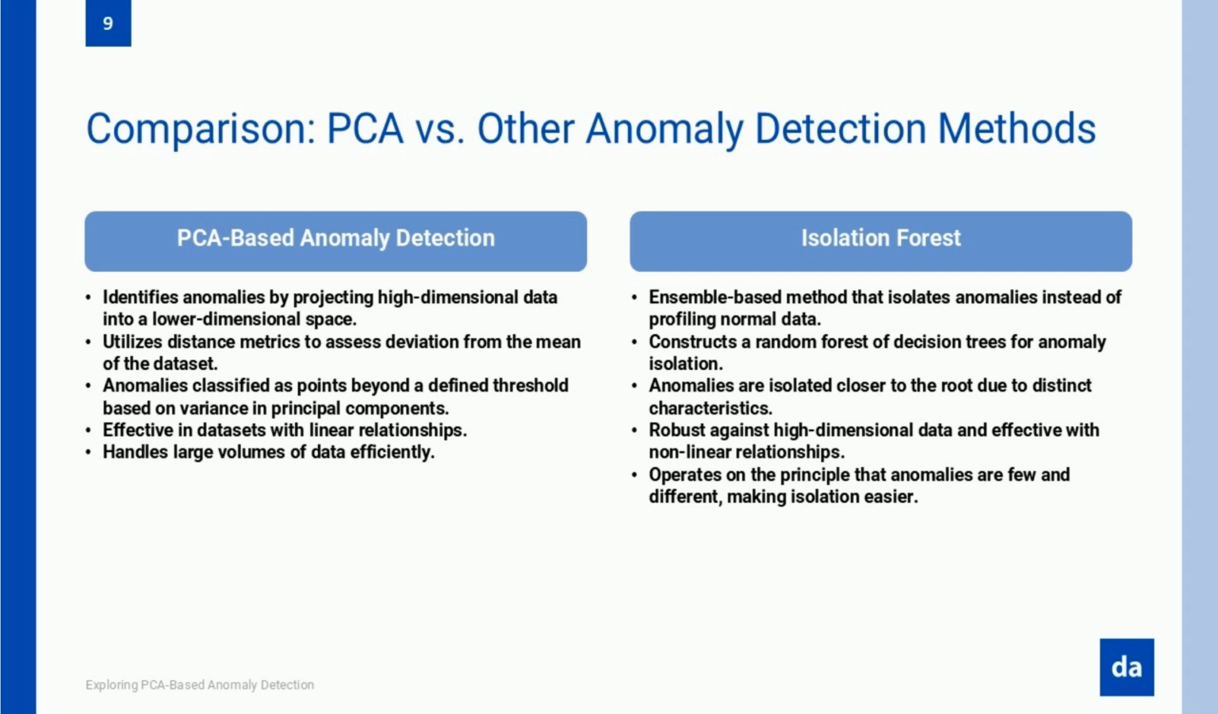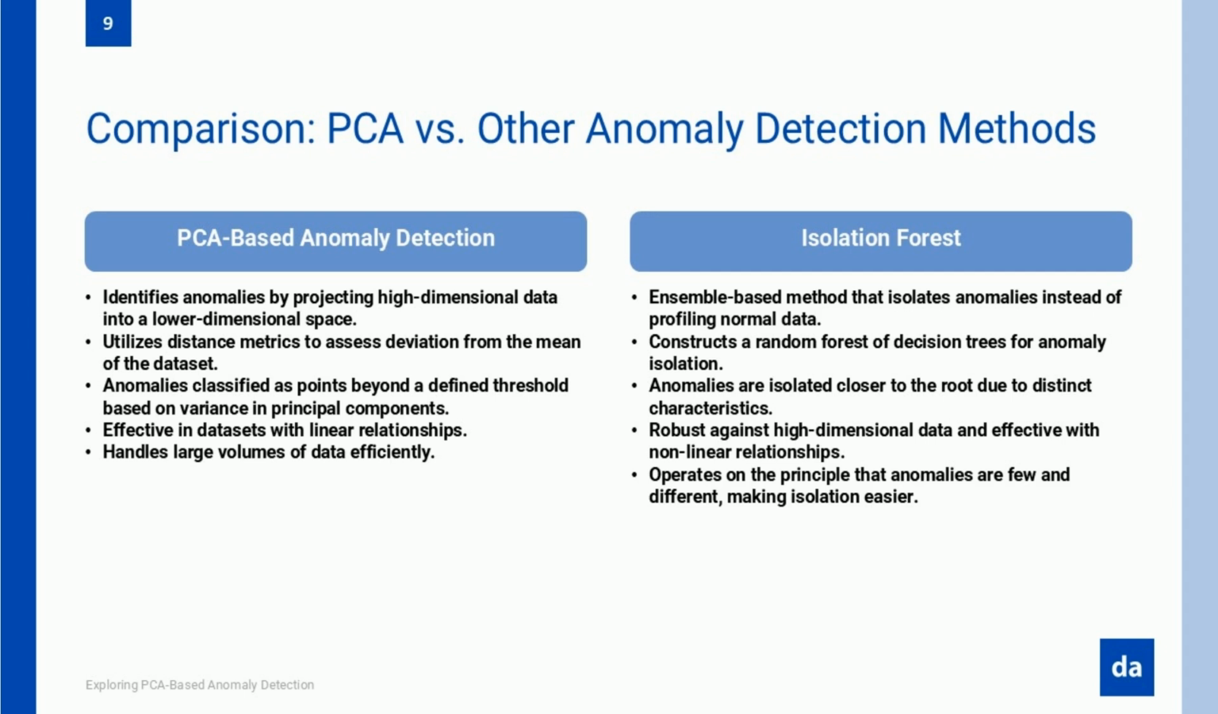K-means clustering is another simple but effective technique. By grouping data into clusters, K-means allows anomalies to be identified as points that do not belong to any well-defined cluster. It's a fast and interpretable method, but it assumes that normal data naturally forms clusters, which isn't always the case. So, when should you use PCA?